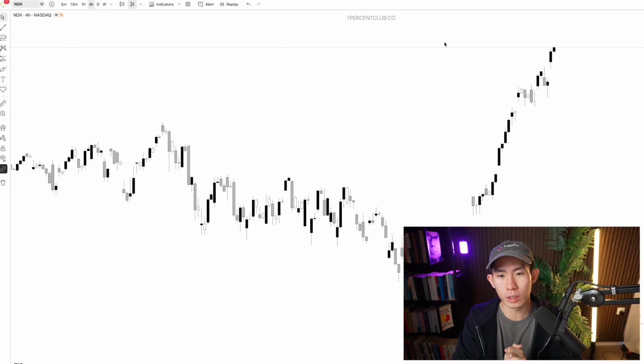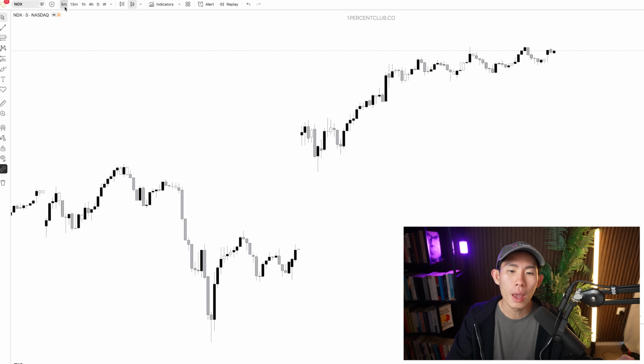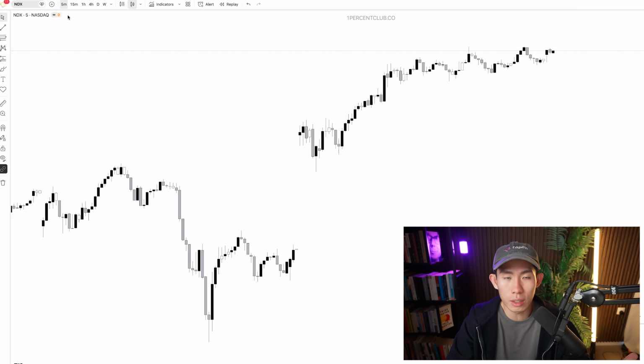One of the biggest reasons traders stay confused is because they keep switching time frames without actually knowing what each time frame is supposed to do. So they look at the 4-hour time frame, and then the 1-hour time frame, then the 15-minute time frame, then the 5-minute time frame, and by the time they are ready to enter the trade, they are completely lost.